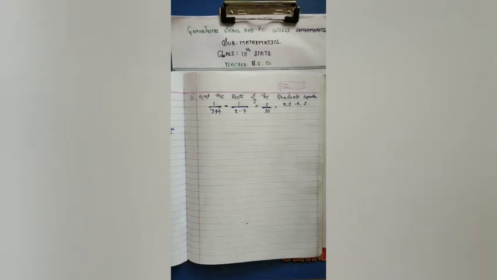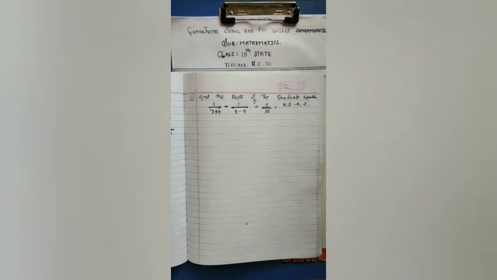Here we have a question: find the roots of the following quadratic equation, right? Here we have 1 by x plus 4 minus 1 by x minus 7 equals 11 by 30, where x is not equal to minus 4 and plus 7, isn't it? Okay, let me start the question now.